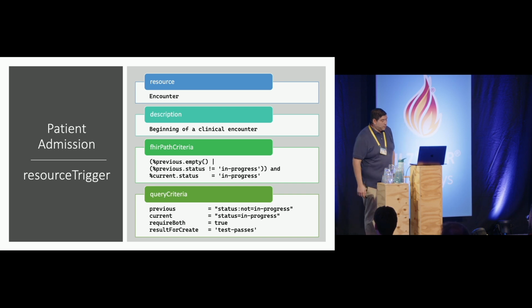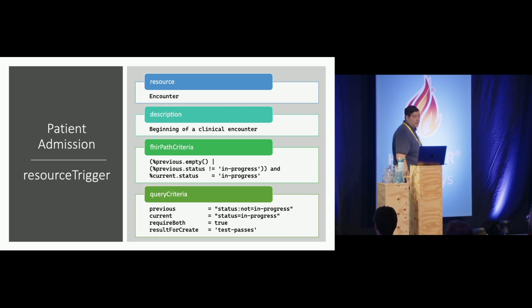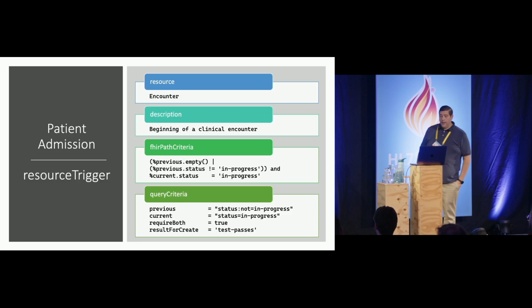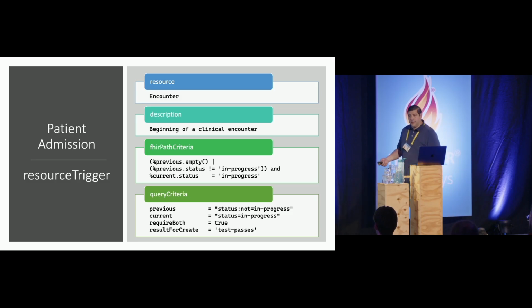There's a search parameter called status. So status using a modifier not in progress, and the status now is in progress. We also want to say we require both. We don't want arbitrary updates in encounters that just happen to be in progress. So you're changing locations a bunch of times, and you get a notification as a new admission for every single one. But we do want to say that when you're creating a new one, the test for previous passes automatically. So a computable way of describing that weird interaction that happens.